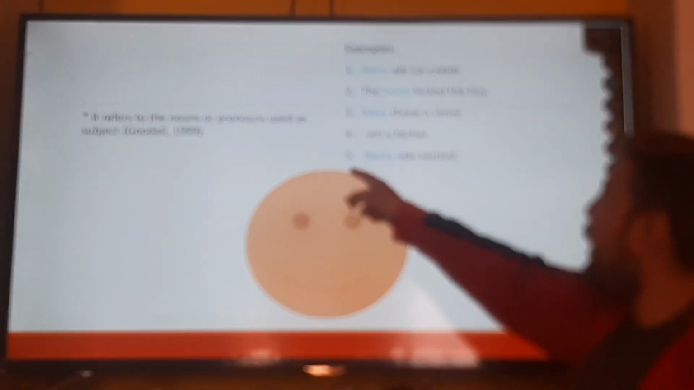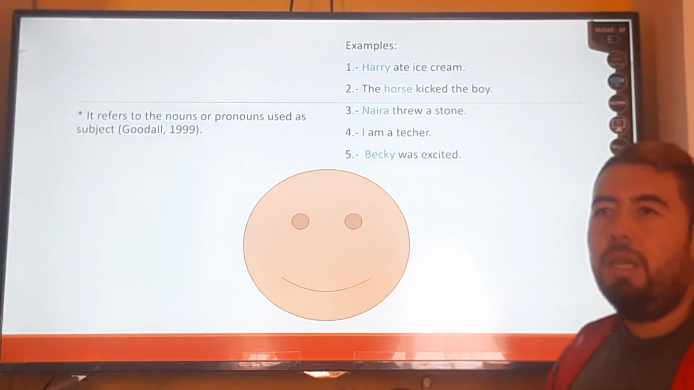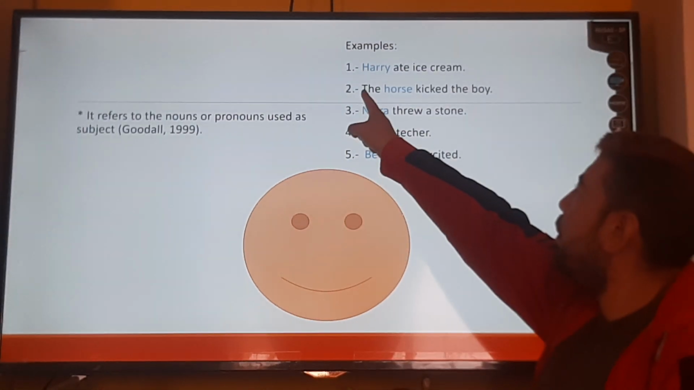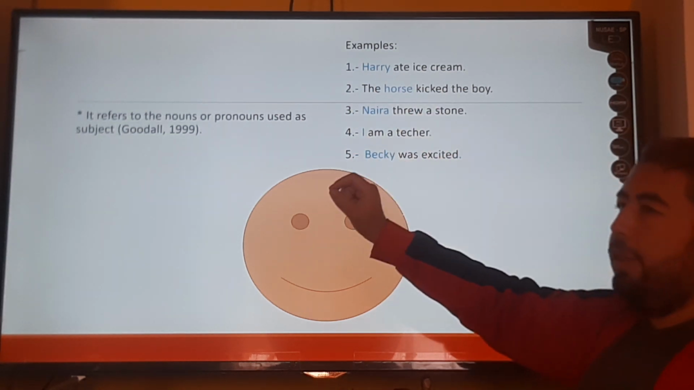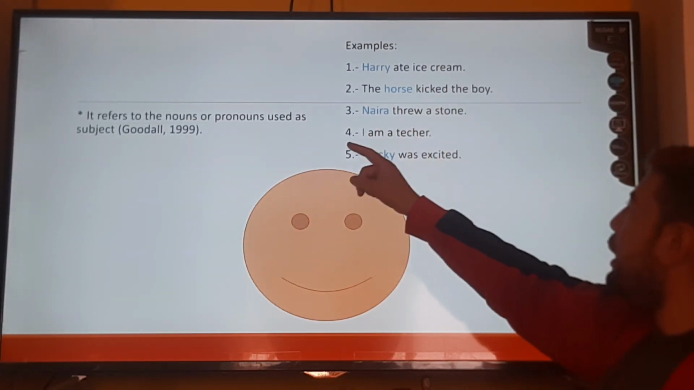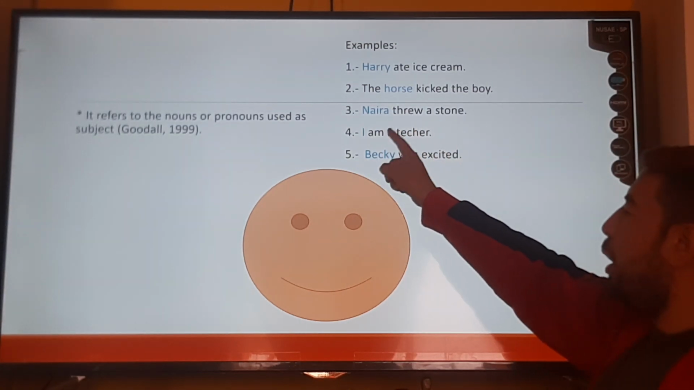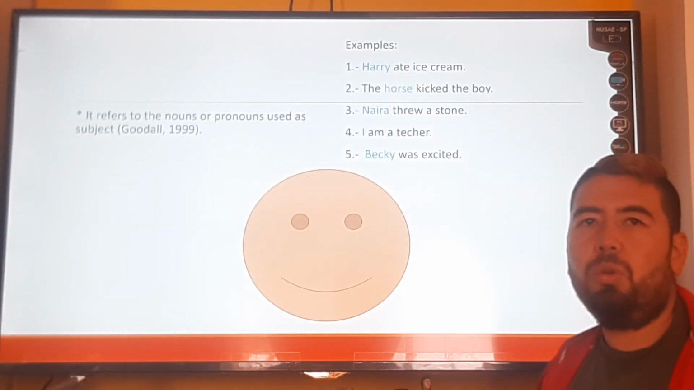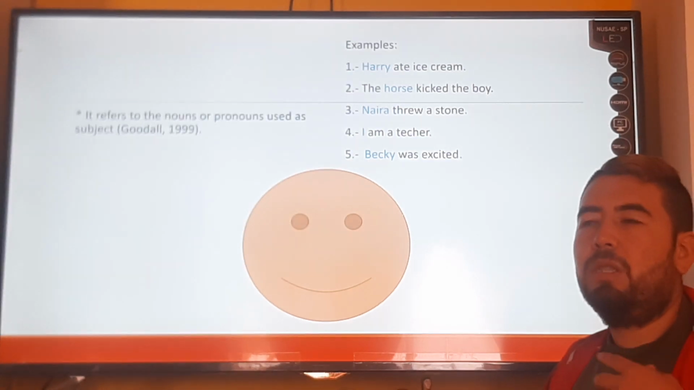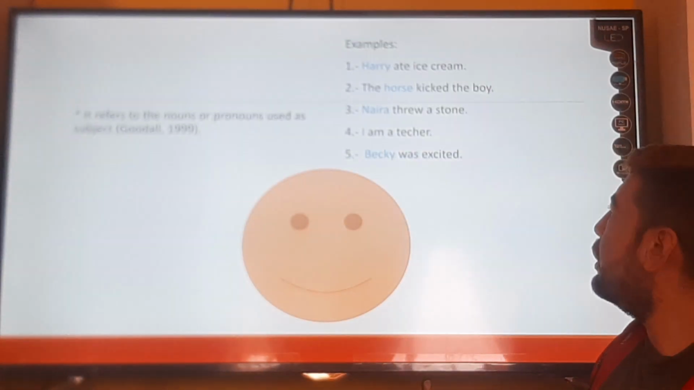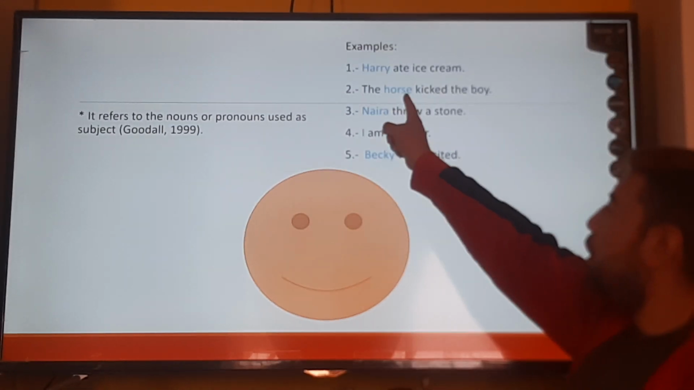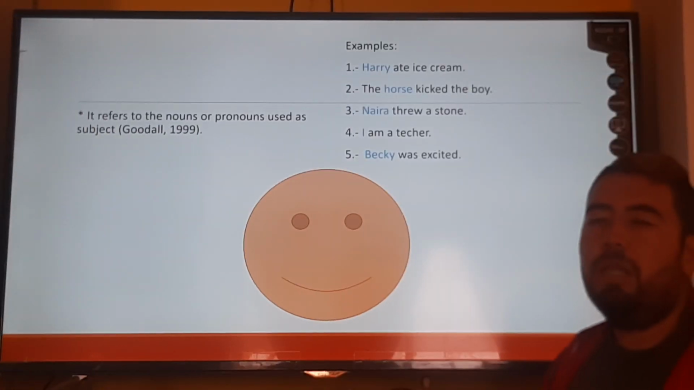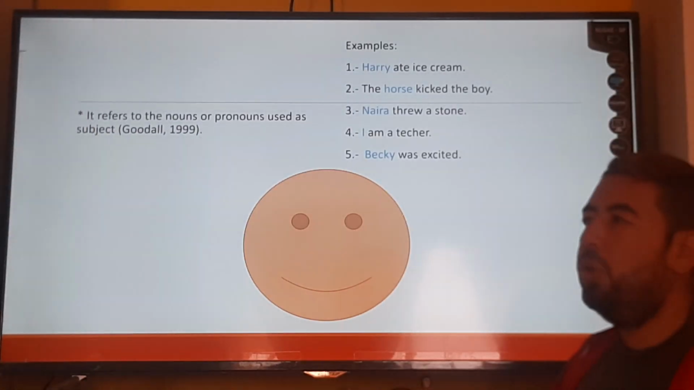In these five sentences, you can find information about the topic. For example, Harry ate ice cream. The horse kicked the boy. Naira threw a stone. I am a teacher. Becky was excited. In these sentences, you can use different types of structures. Harry, horse, Naira, I, and Becky are the nouns that I use in the sentences.